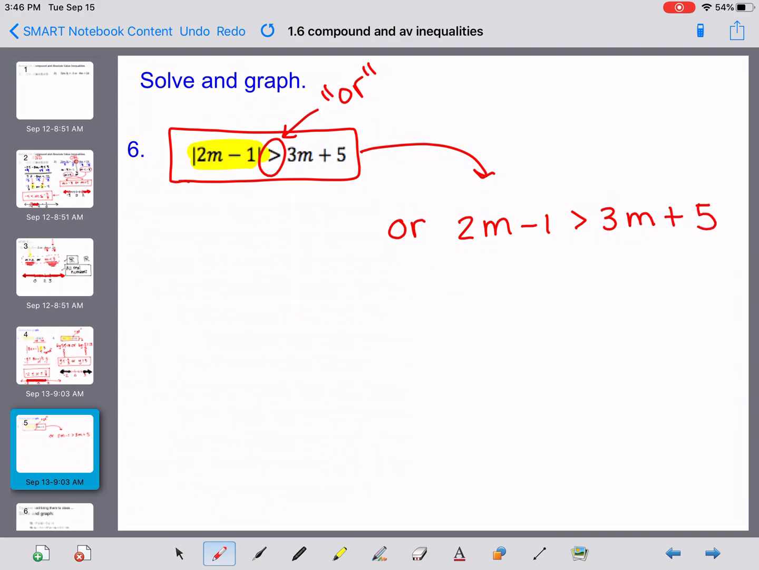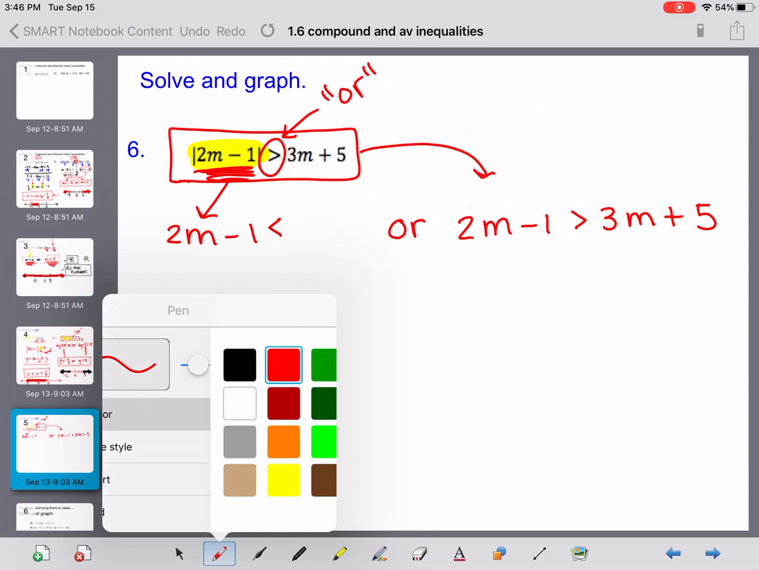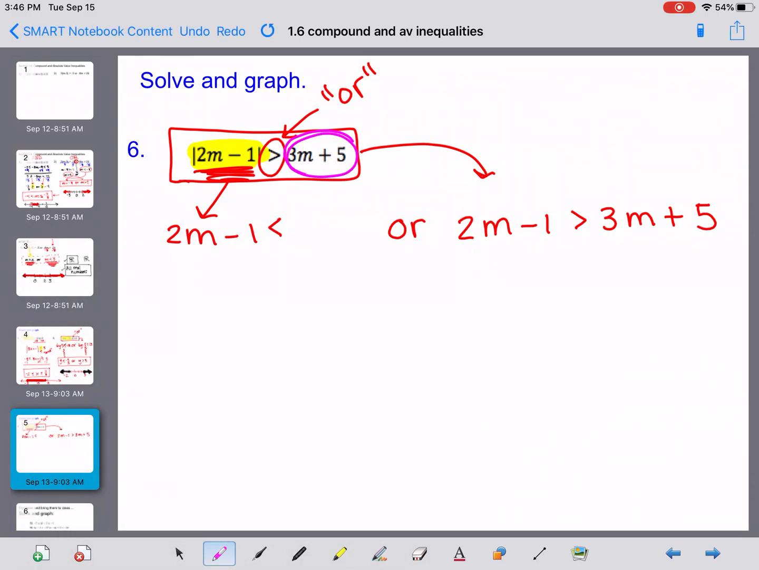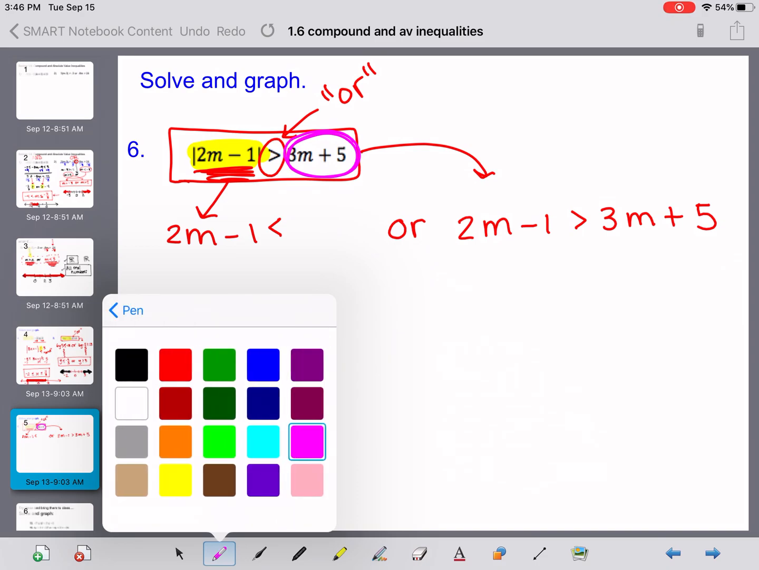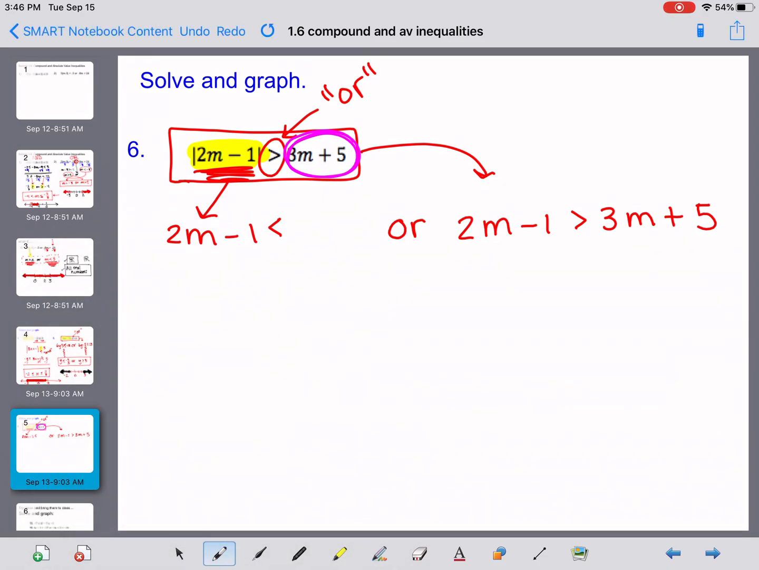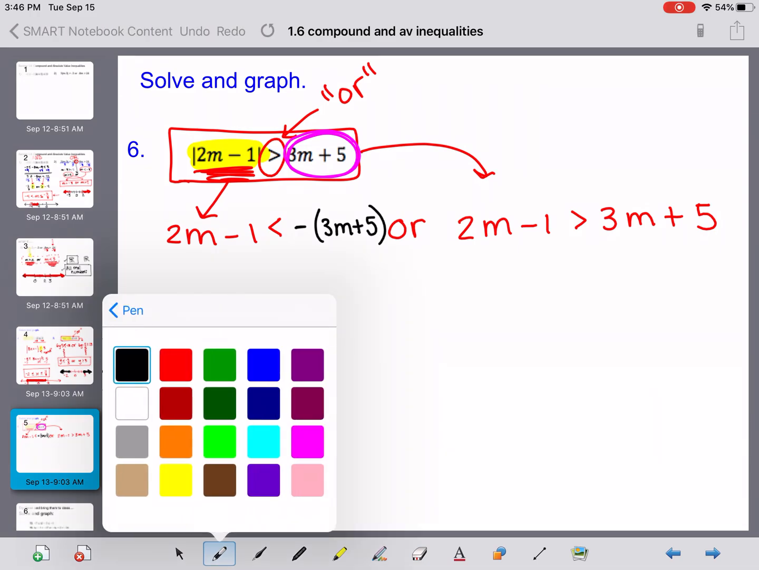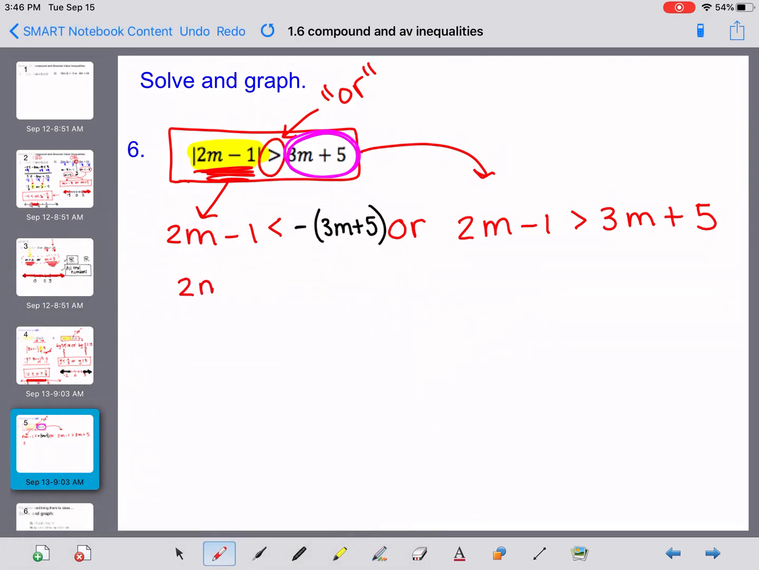Then on the left-hand side, I'm going to recopy just the absolute value piece. And then I'm going to switch the inequality sign. And I have to do the negative version of this, the negative version of that. So kind of like we did the other day with absolute value equations, I'm going to put a negative sign, 3m plus 5, and distribute that negative sign. So your setup would look like this. 2m minus 1 is less than negative 3m minus 5. You can just jump straight to that step I just wrote. And then this side, I'm not going to change right now. So this is your setup.